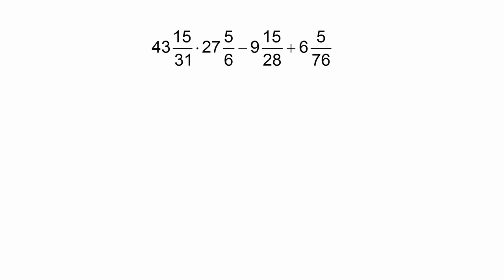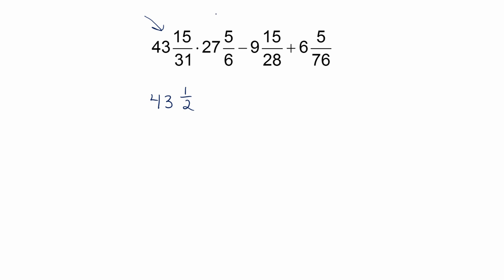So let's take a look at each fraction. Let's take a look at the first one. We have 43 and 15 over 31. Well, if we double 15, that's 30. So in this case, our first fraction, the numerator is close to being half of the denominator. Therefore, we can estimate the first fraction as 43 and 1/2.